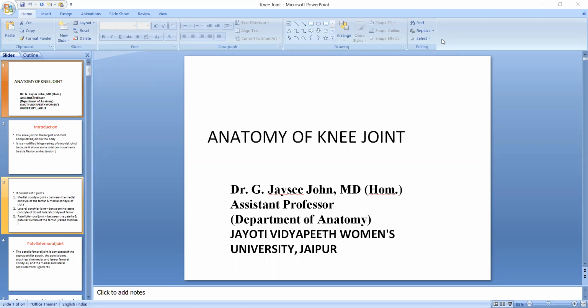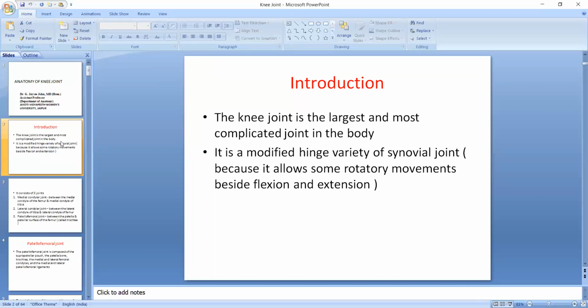So today we are discussing a new topic, that is anatomy of the knee joint, and it is a big chapter. So we will cover it in different topics one by one. So first we will introduce what the knee joint is. Knee joint is the largest and most complicated joint in the body. It is a modified hinge variety of the synovial joint because it allows some rotatory movements beside flexion and extension.